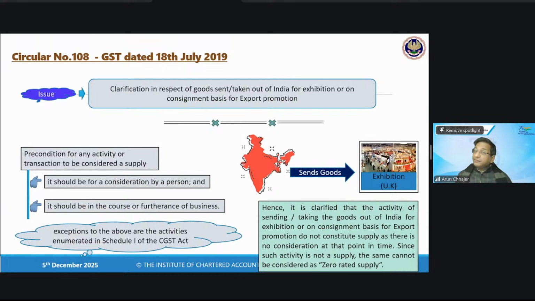So why I'm not using the word exporting? Because export is a supply. So first instance there has to be the supply and then it will be the zero rated supply. तो सबसे पहले ट्रांजेक्शन को सप्लाई तो होना पड़ेगा टू कॉल एज जीरो रेटेड सप्लाई.